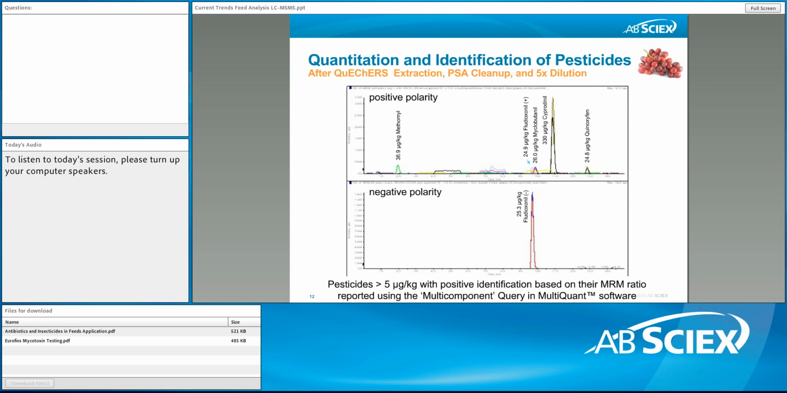One quick example of how it looks if we apply that method to a real sample. So here we extracted some grapes using a QuEChERS procedure, which is a very common extraction protocol for residue analysis. Then we did some cleanup using PSA, and we diluted our sample extract before injecting it into the mass spectrometer. And the software was automatically flagging the compounds which were present above 5 micrograms per kilogram in our sample extract. And that data processing was done in our MultiQuant software using the multi-component query.